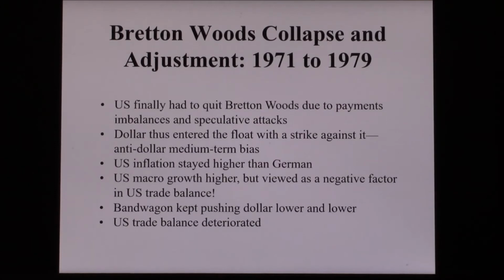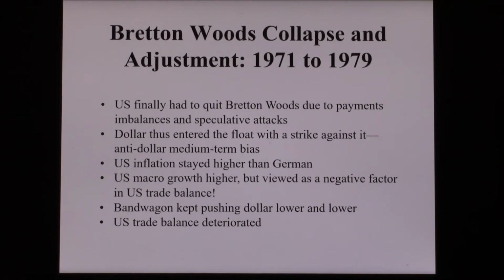All right. Bretton Woods collapse and adjustment, 1971-79. The U.S. had finally quit Bretton Woods, as I told you, payments imbalances, and I suggested at the end of the last lecture that the U.S. was under siege. The dollar was several times when dealers decided there's no way the U.S. can defend that dollar anymore, even if there could have been. That made it impossible. And so, yeah, as I said here, an anti-dollar medium-term bias.